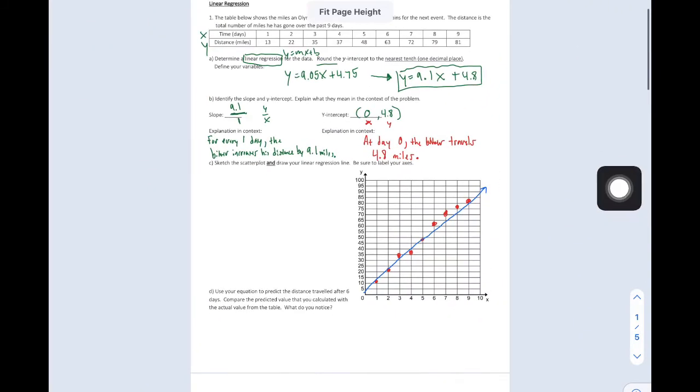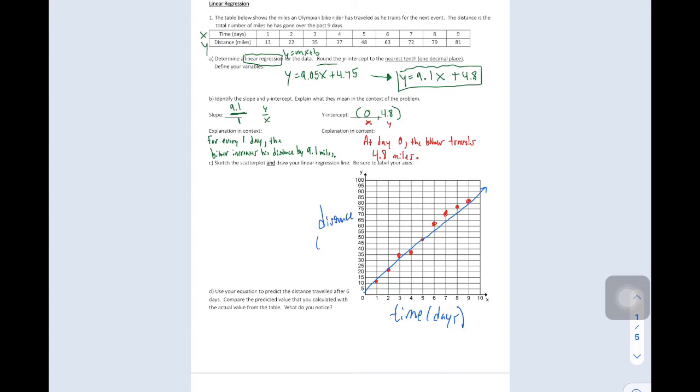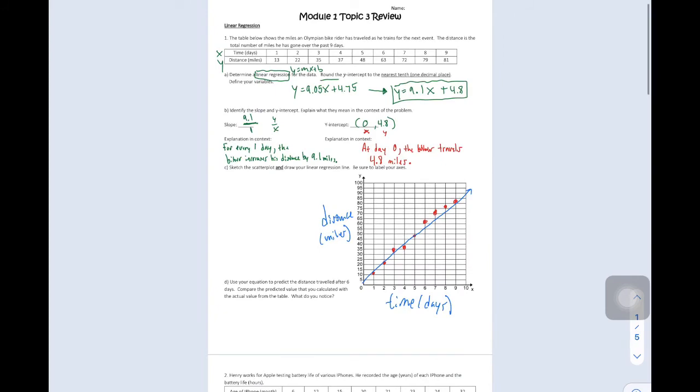Right, so we did the scatter plot, we drew the line, and we want to label our axes. So again, what is the x variable? The x was time in days, so I'll put that on the x-axis. And the y variable was distance in miles. All right, sweet. Almost done.